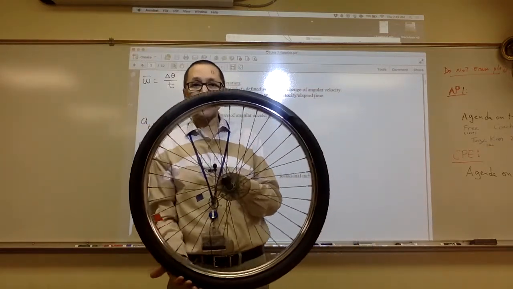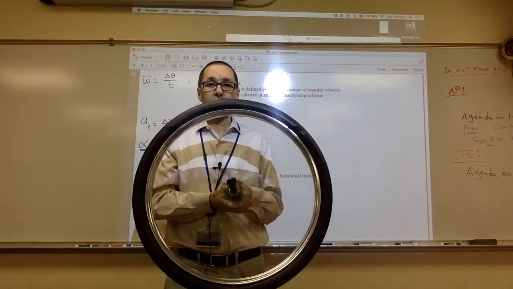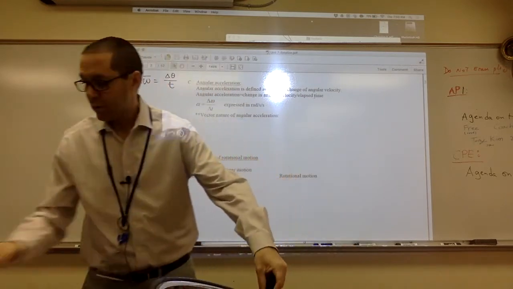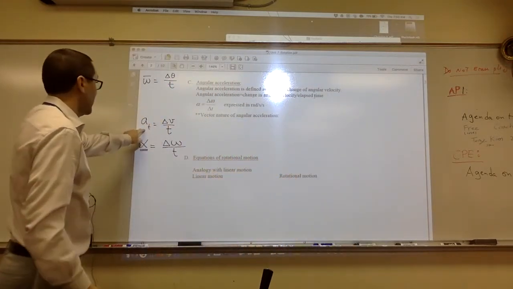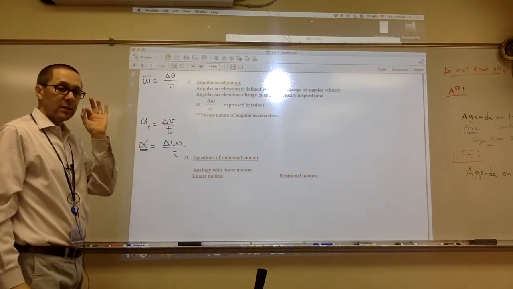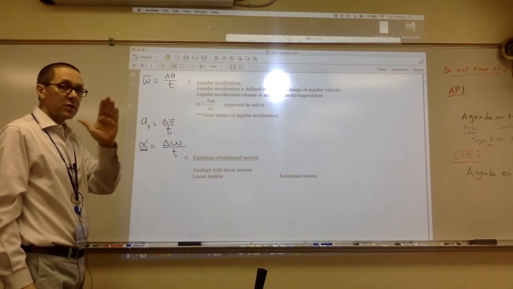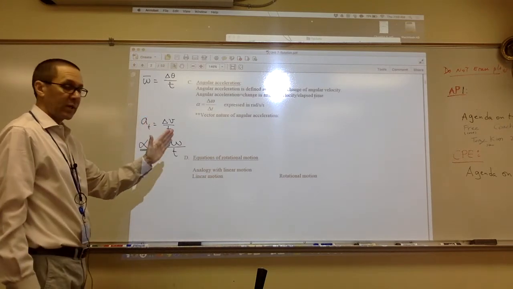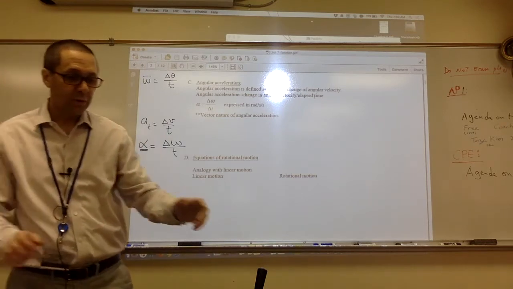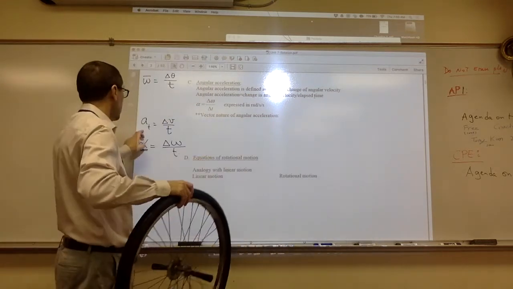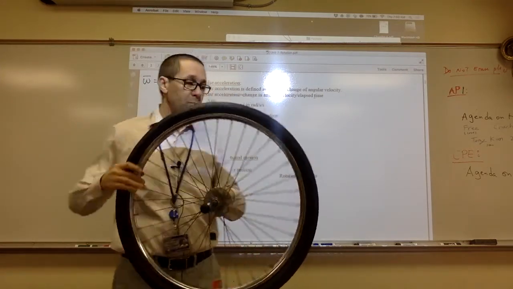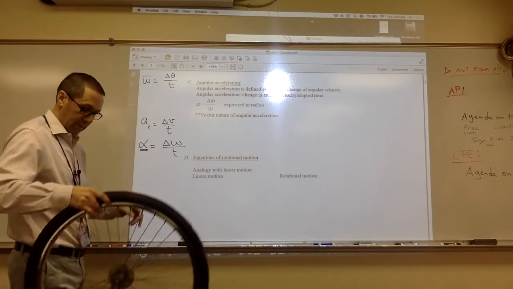Now, if this bicycle wheel is going at a constant speed, there will be no tangential or linear acceleration because your speed is not changing in magnitude. The velocity is changing direction, but that's a different story. We're going to talk about that in a minute. But the speed is not changing magnitude, so there will be no tangential acceleration. Now, let's go back to the angular acceleration.